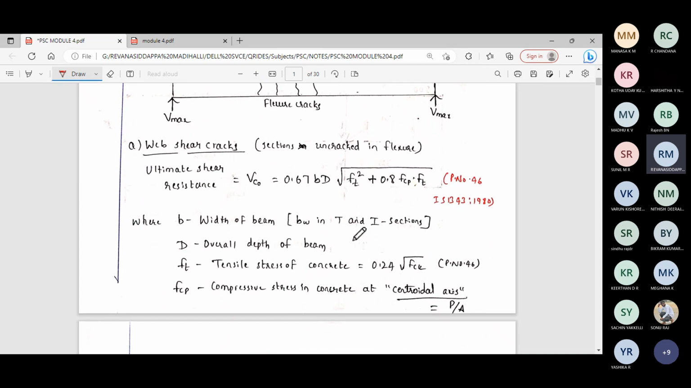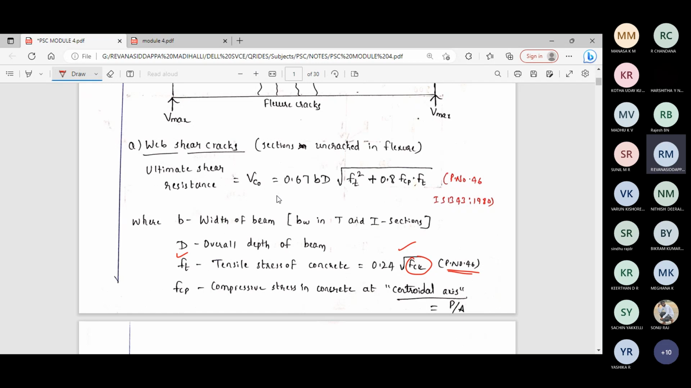Coming to the flanged section, ultimate shear resistance is determined by using this formula: Vc0 is equal to 0.67 b d root of (ft square plus 0.8 fcp into ft), where ft is the tensile stress of the concrete. Sometimes it will be directly given. If it is not given, fck will be given, and by using a formula we can find the value of ft. On page number 46 of IS 1343 1980, this formula is available: 0.24 root of fck.